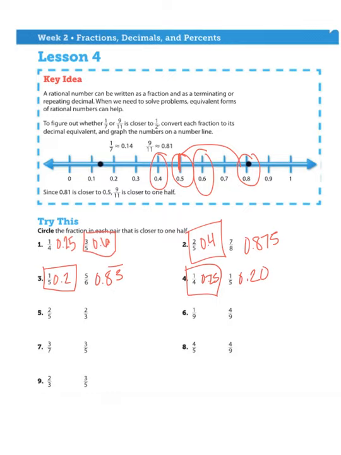I'll do one more. 2/5, so 2 divided by 5 is 0.4. And 2/3 is 0.6 repeating. So again, I have 2/5, which is 0.4, which is going to be right next to 0.5. But then I also have 0.6 repeating. Well, in your calculator, you'll see it looks like this. So that's why this one would not be closer to 0.5.